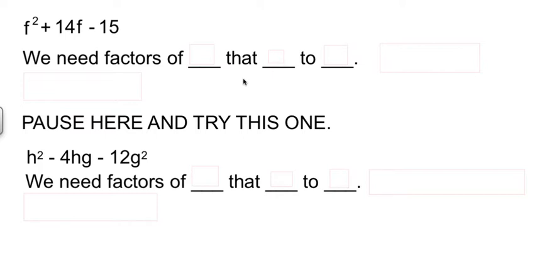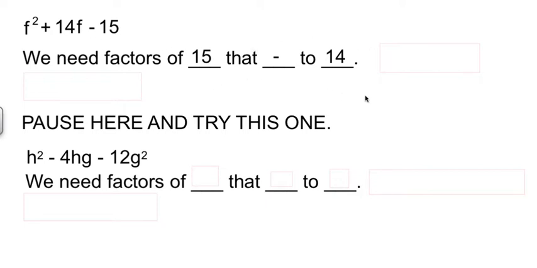One more of this kind, and then I will let you try one. We have f squared plus 14f minus 15. Well, we're still going to use the same rule. We need factors of 15 that, in this case, subtract to make 14. Subtract because it's a minus right here.